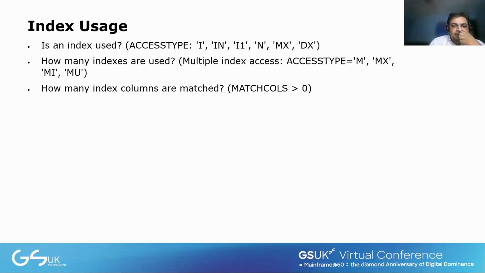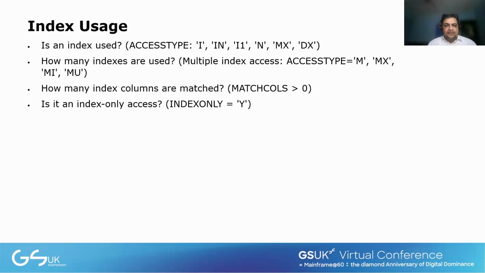How many index columns are matched? You can get it from the match columns. If no columns are matching, it is 0. One column matching is 1, two matching is 2. So more is merrier. If the match columns have more columns matched, that means your access path is pretty good. Index only is quite good. As I said earlier, index only means it is not going to the data pages at all; it is getting all the data required from the index pages itself. So that is great.